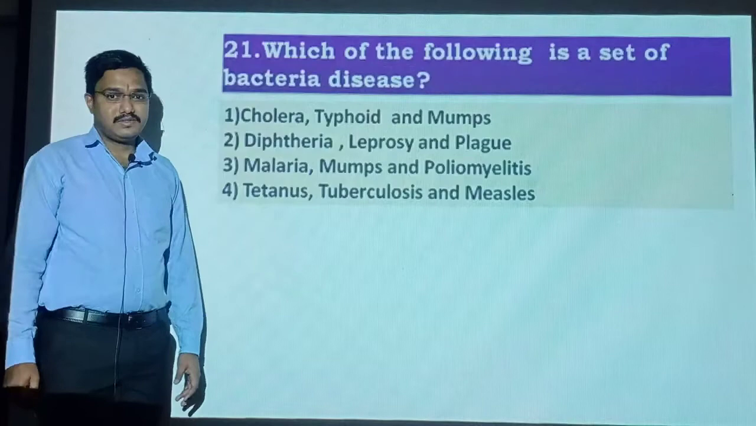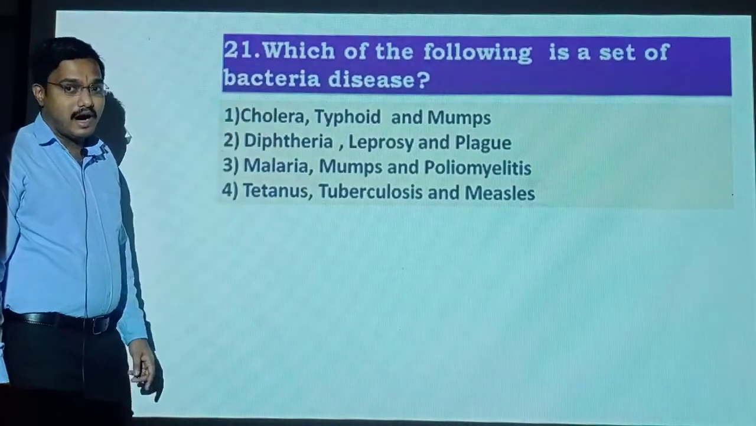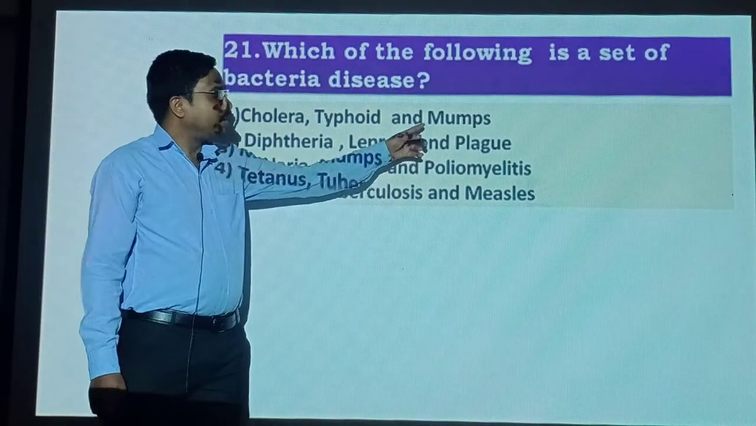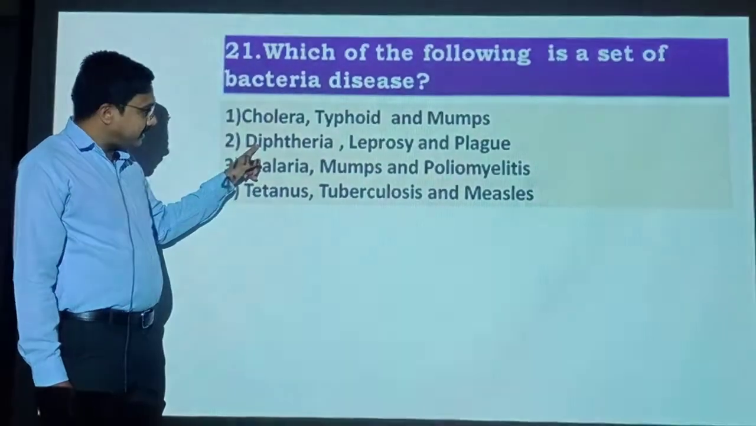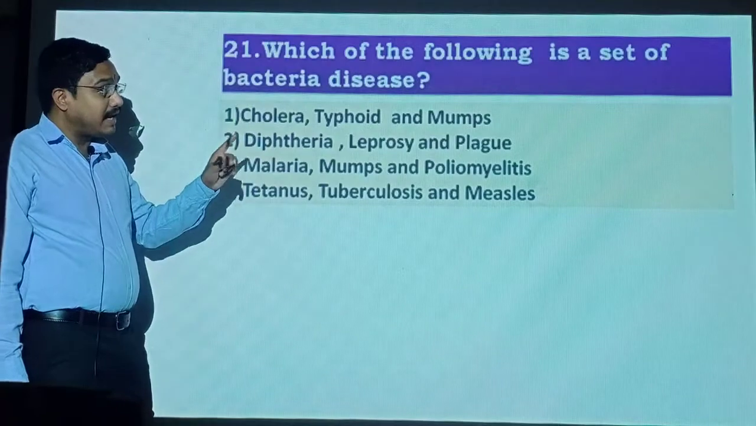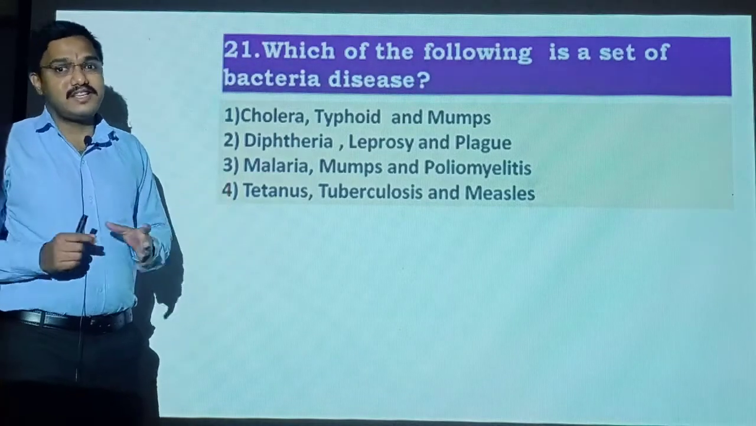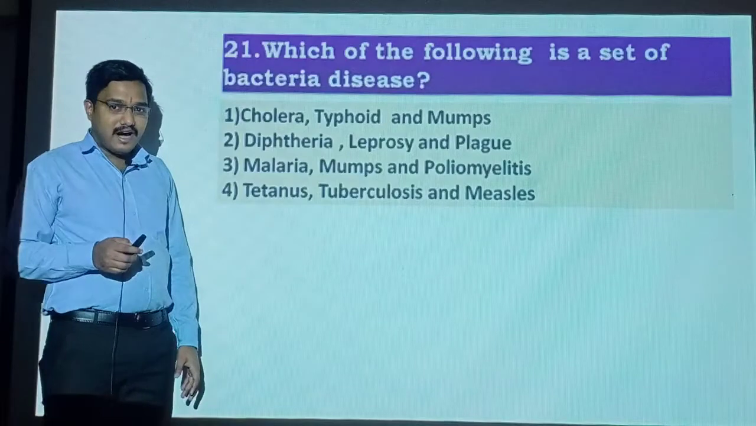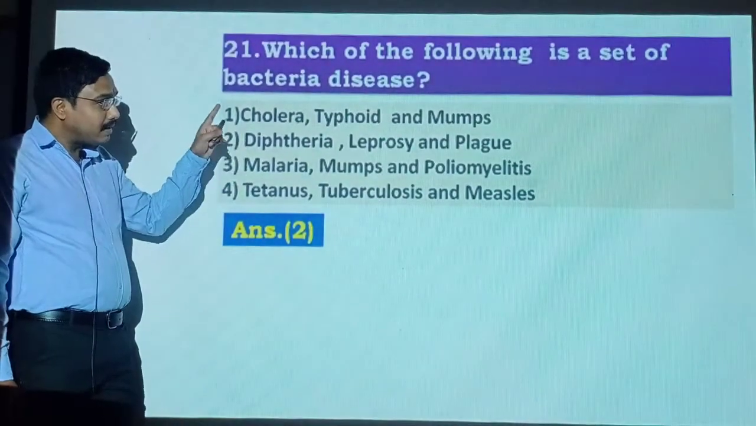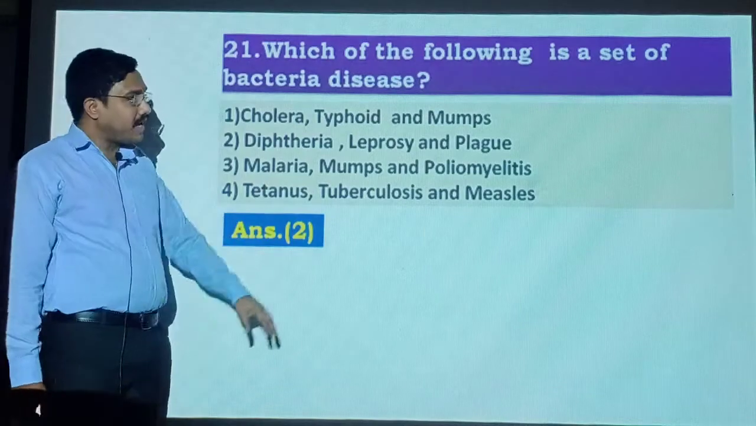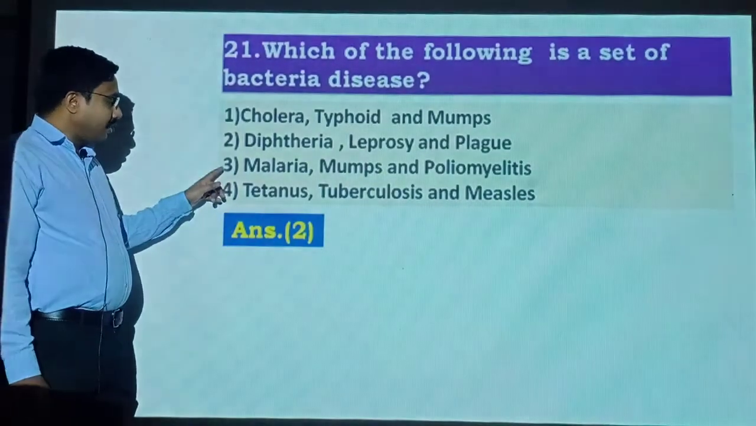See here. In option 1, cholera and typhoid are bacterial diseases, but mumps is a viral disease. In the second option, diphtheria, leprosy and plague, yes, these three are bacterial diseases. Therefore, the right answer of this question is option 2, diphtheria, leprosy and plague, because we have to select bacterial diseases.